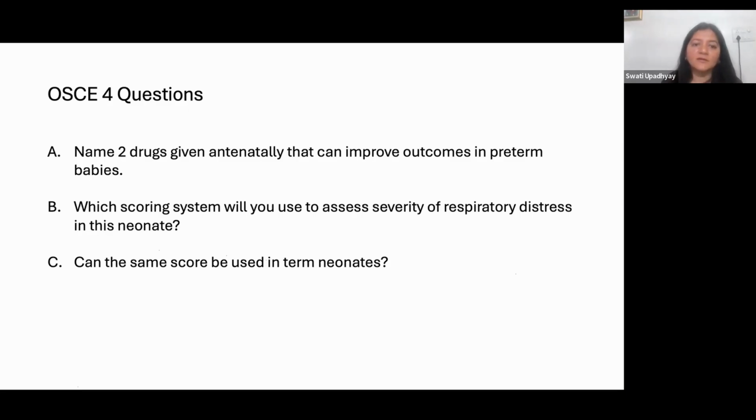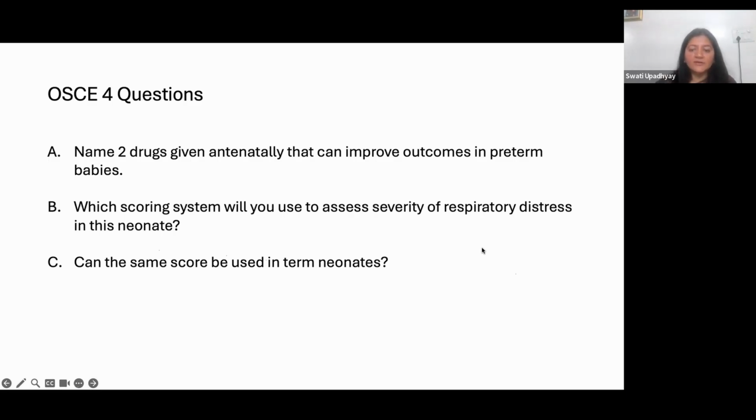So now tell me, any two drugs that can be given antenatally, or rather they should be given antenatally, that can improve outcomes in preterm babies. Yes, antenatal steroids, magnesium sulfate, right? I think all of you are writing it correctly. Dexamethasone, magnesium sulfate, right? So as we all know, antenatal corticosteroids such as dexamethasone accelerate the fetal lung maturation, and there is enough evidence to show that it reduces perinatal and neonatal mortality, reduces the severity of RDS, and also the incidence of IVH.